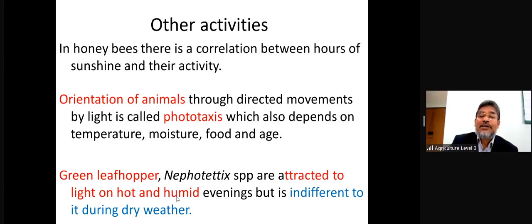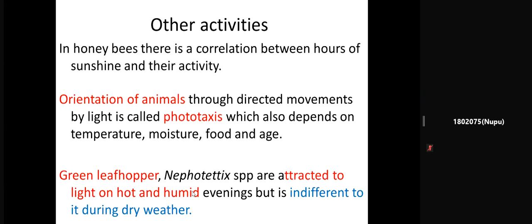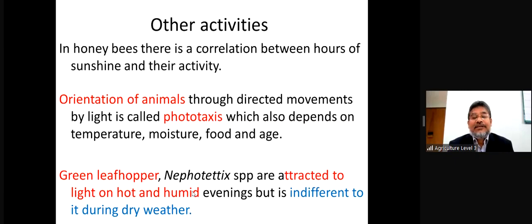Light attracts them. So look, light is attracting the leaf hoppers. If you see leaf hoppers in the rice field, you would like to kill the leaf hoppers by spraying insecticides. But instead of spraying insecticides, you can kill the leaf hoppers by putting a light in the field.